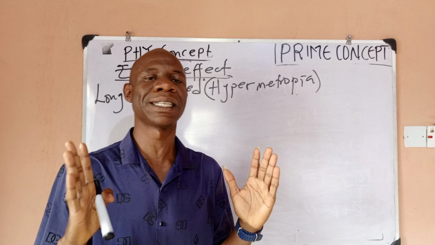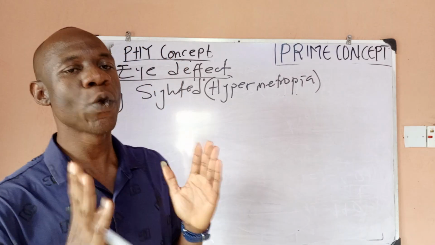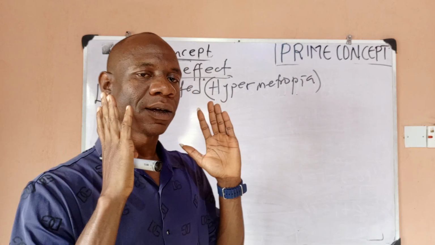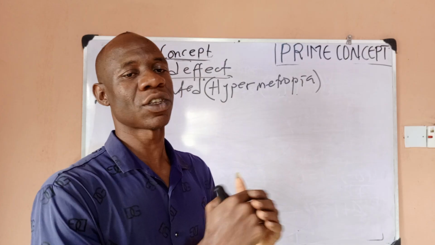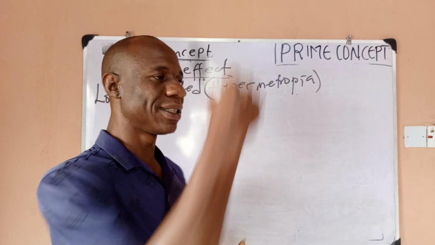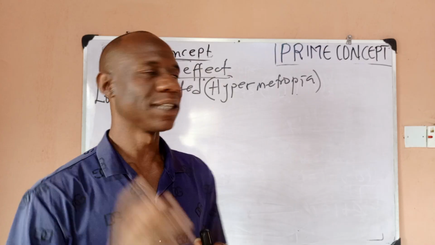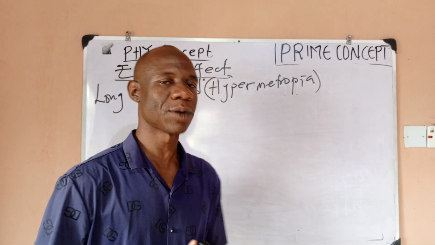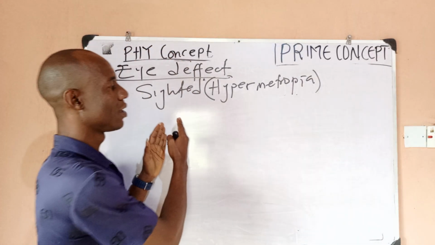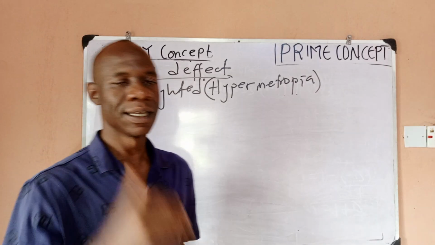So long-sightedness is a condition whereby near objects cannot be clearly seen by the eyes, but distant objects can be seen clearly by the eyes. That is long-sightedness. Now, what is the cause of long-sightedness?